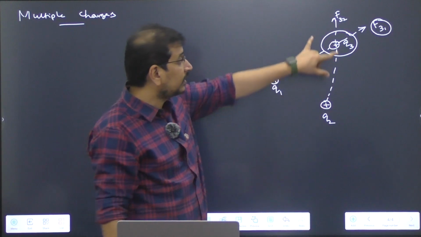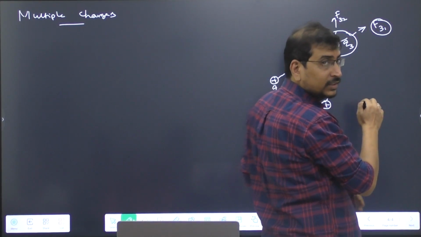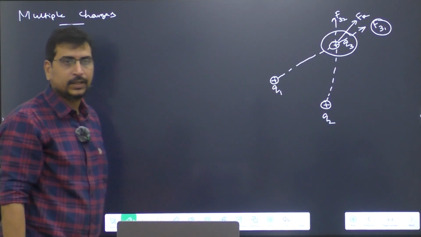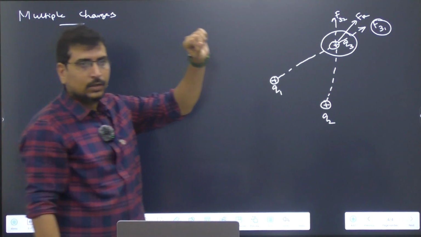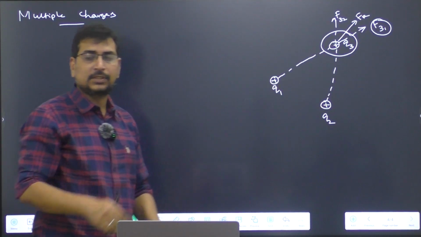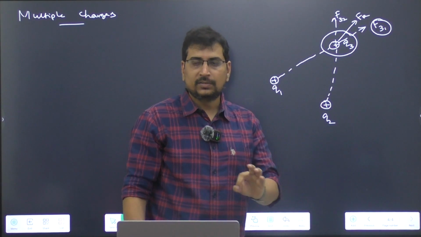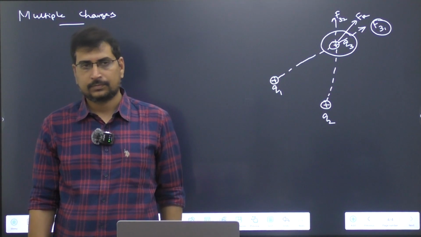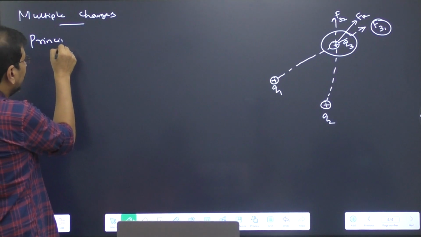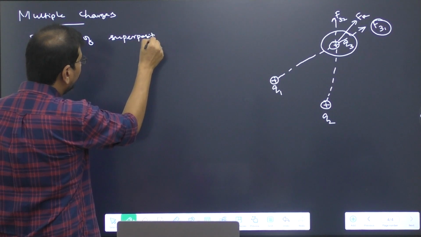But what is happening? There is a combined effect. So due to these two charges, what will happen? There will be a resultant force. Right? So what do you call this? When you need to calculate the resultant force, when you have multiple charges in your hand, you use an operation called the principle of superposition. Right? So what is it called? Principle of superposition.